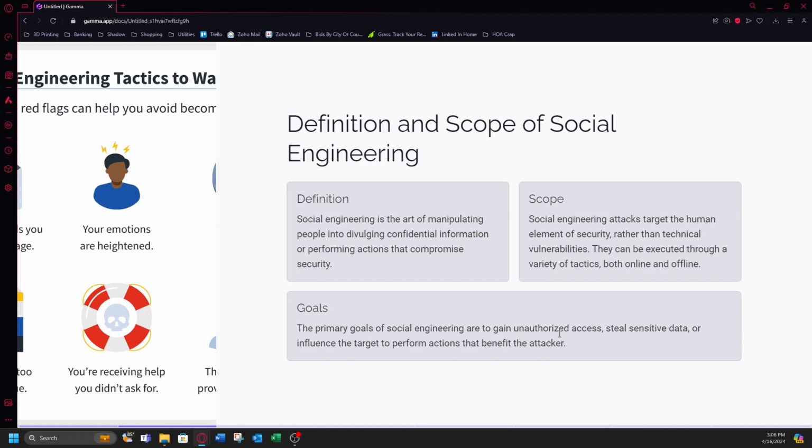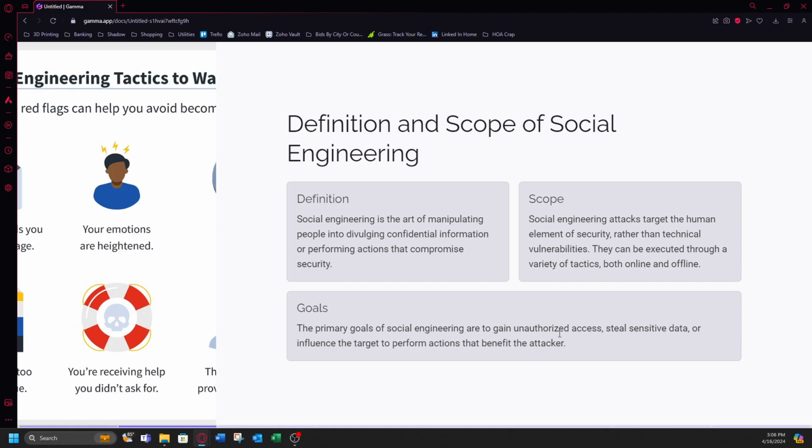So the scope: social engineering attacks target the human element of security rather than technical vulnerabilities. Don't get me wrong, hackers do this, but they're not, let's say, a Ryan Montgomery. Ryan Montgomery is a fantastic, now ethical hacker. He wasn't always a good guy, but he has been for quite a while now. I recommend viewing his material. He does a lot to be a big proponent for kids and home security, right?